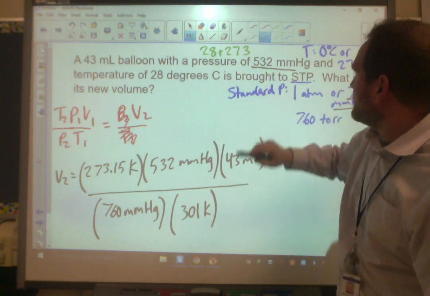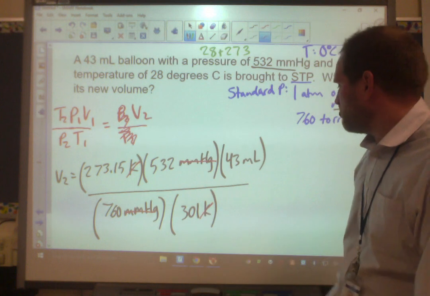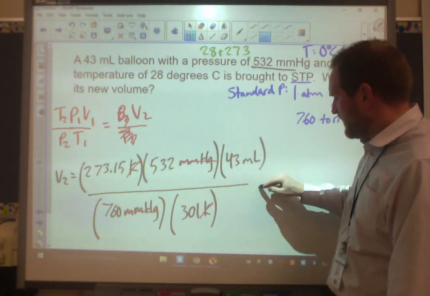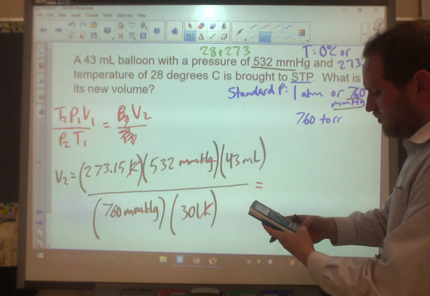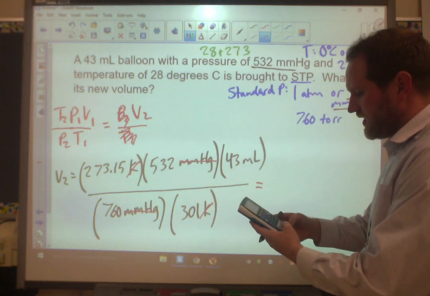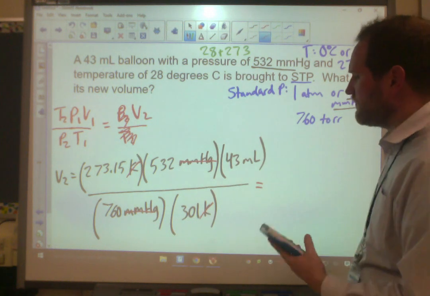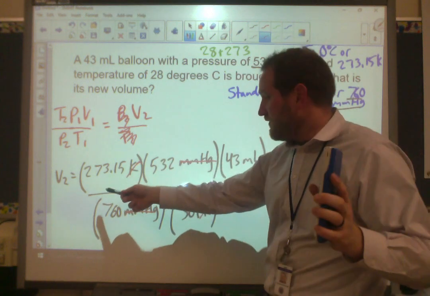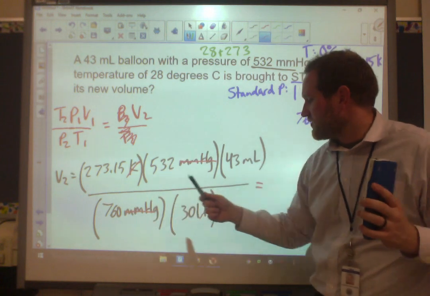Check the units, make sure it seems to make sense. Kelvin cancels Kelvin. mmHg cancels mmHg. What are we left with? Milliliters. Does that make sense for volume? Yes, it does. Now we just carefully plug it in. 273.15 times 532 equals, times 43 equals, divided by 760 equals, divided by 301 equals. For sig figs, technically, 273.15 is infinite sig figs, 532 is 3 sig figs, 43 is 2 sig figs, 760 is infinite sig figs, 301 is 3 sig figs.